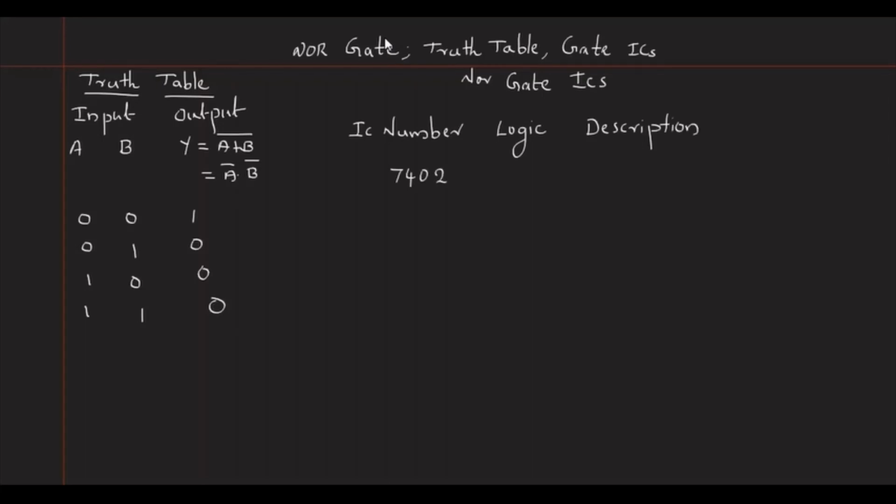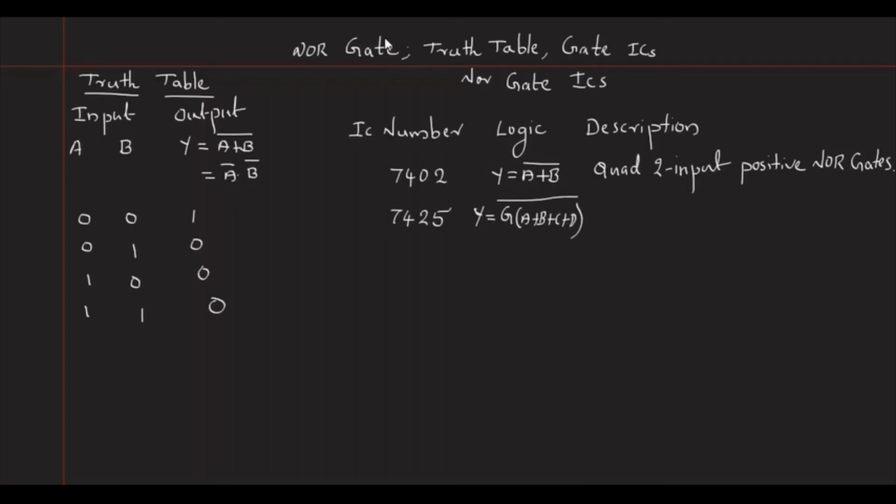Let us consider some ICs. IC 7402. It contains quad 2 input positive NOR gates. Then IC 7425. It contains dual 4 input positive NOR gates with strobe, and in the logic G represents the strobe.